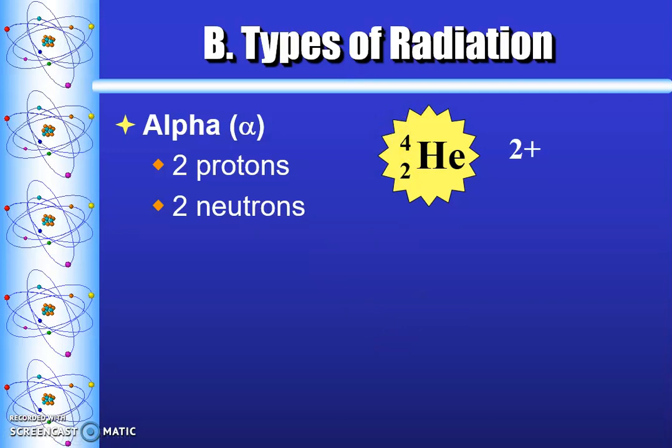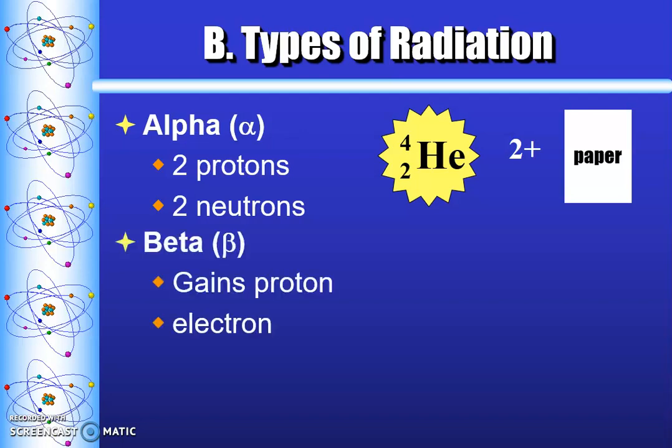This means that it has a charge of +2. It's a +2 charge because no electrons are going with it, just the protons and the neutrons. So it is a charged particle. But it can be stopped by paper. So if it hits paper, it cannot go any further. It cannot go through the paper. Another particle is a beta particle.